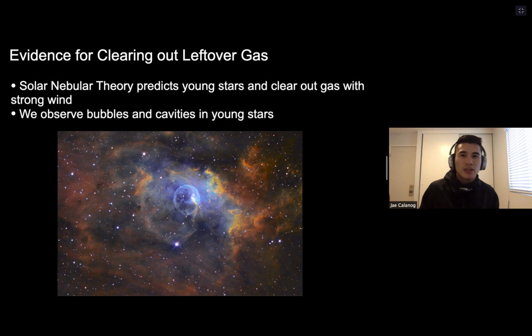And then when you look around other solar systems that are still currently forming, we actually observe these bubbles and cavities within these young stars. Essentially, that's the strong wind propagating outward, produced by the star. Okay? And that's an observed thing. This is a picture that was observed by Hubble. You can see that the cavity is here at the very center. And again, that comes from the star in the middle blowing all of that gas and dust away.